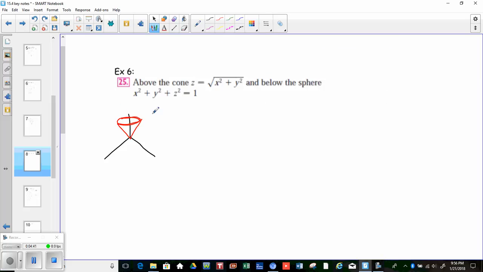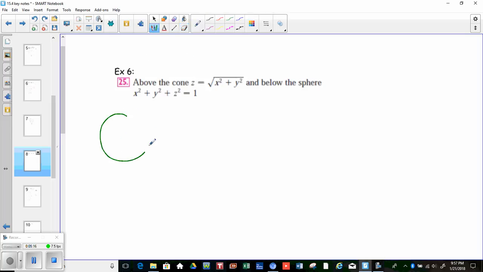Probably should have drawn the sphere first just to make this a little bit easier. Your sphere is going to come all the way down here, something like that. That's not going to work. It's got a radius of 1, so 1, 1, 1. It's going to look something like this. Wow, that's just horrible. All right, we're going to completely get rid of this and try again.